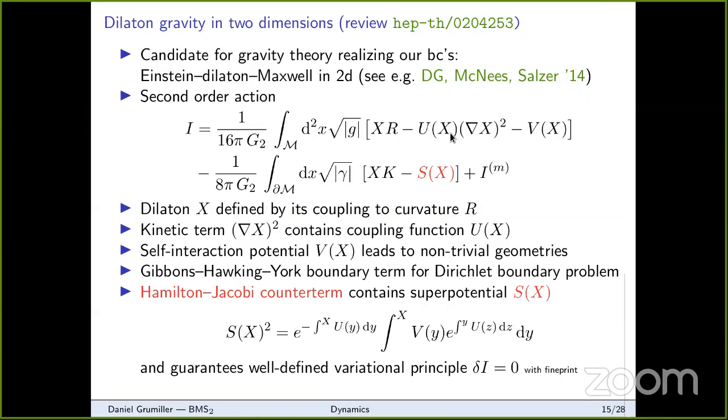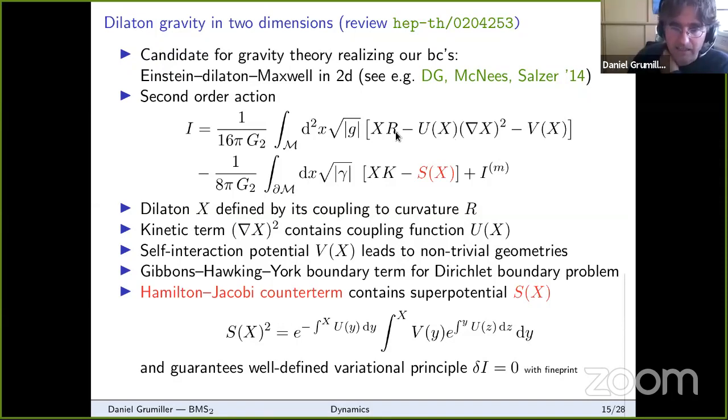Okay, thanks. So this holographic counterterm guarantees that the first variation of the action vanishes for all variations that preserve most of the boundary conditions, but actually not the ones that are of relevance for SYK.